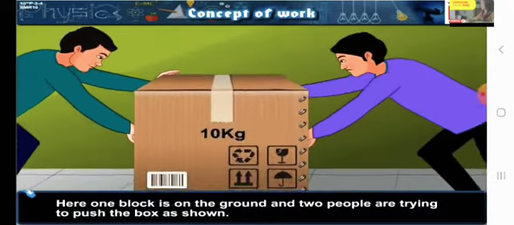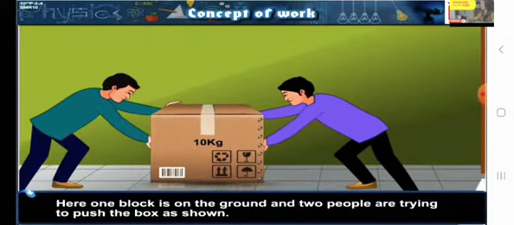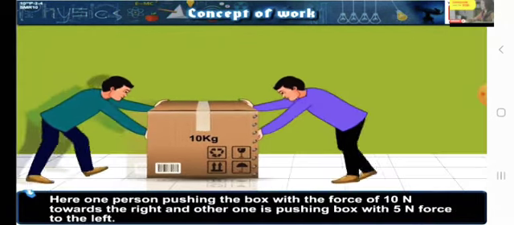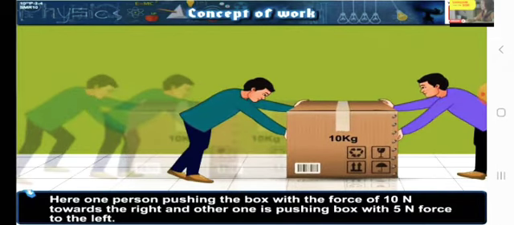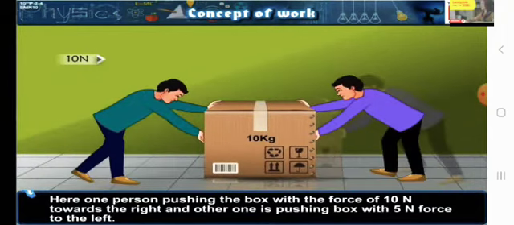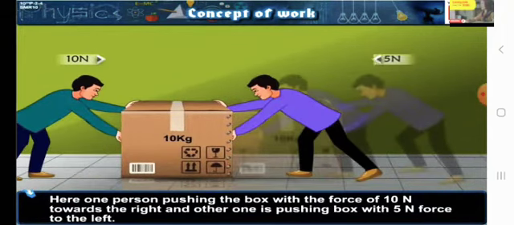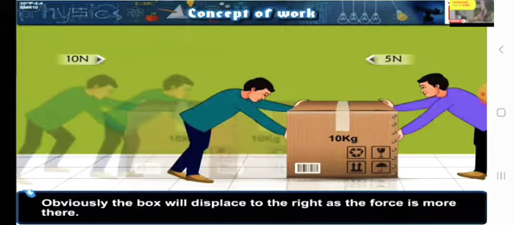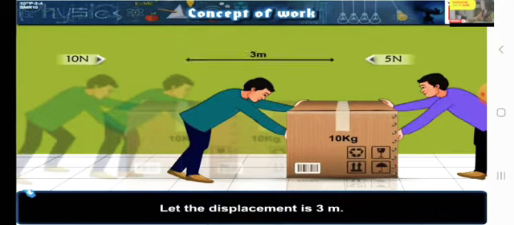Now see the second situation. Here one block is on the ground and 2 people are trying to push the box as shown. Here one person pushing the box with a force of 10 Newton towards the right and other one is pushing the box with 5 Newton force to the left. On which side the block will move? Obviously, the box will displace to the right as the force is more there. Let the displacement is 3 meters.